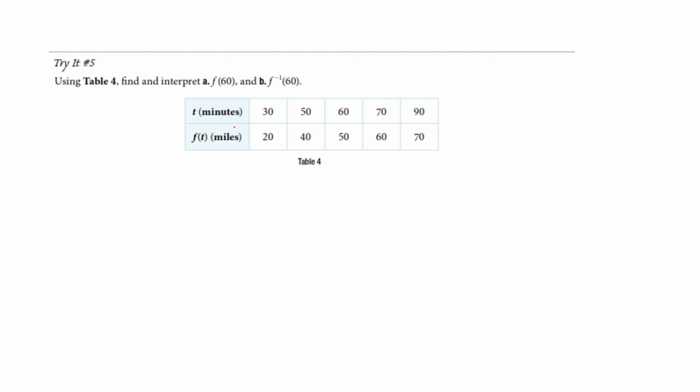Okay, so let's try this again. This is the forward machine. If you put 60 into the machine, you get out 50. So f of 60 equals 50. Now how about the inverse machine? The inverse machine is going the other way around. So if you got 60 out of the original machine, you'd get 70 out of the inverse machine.